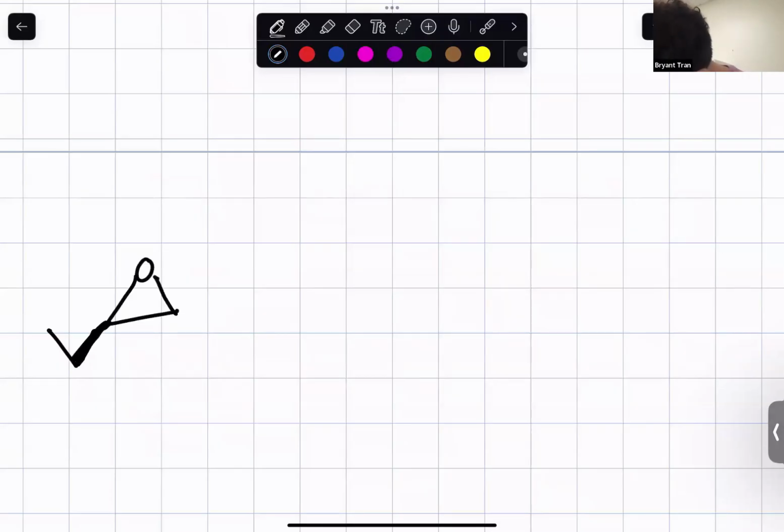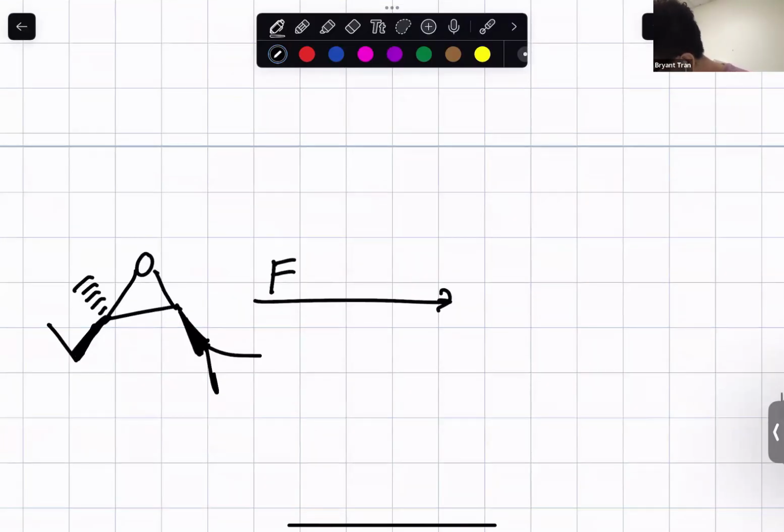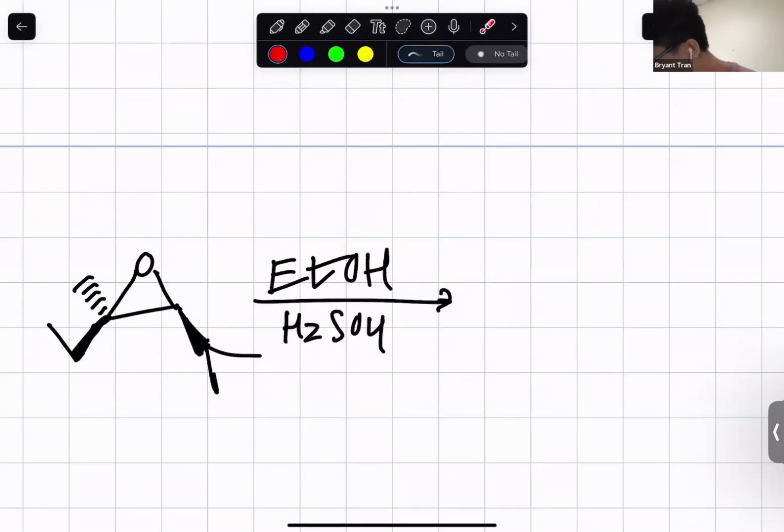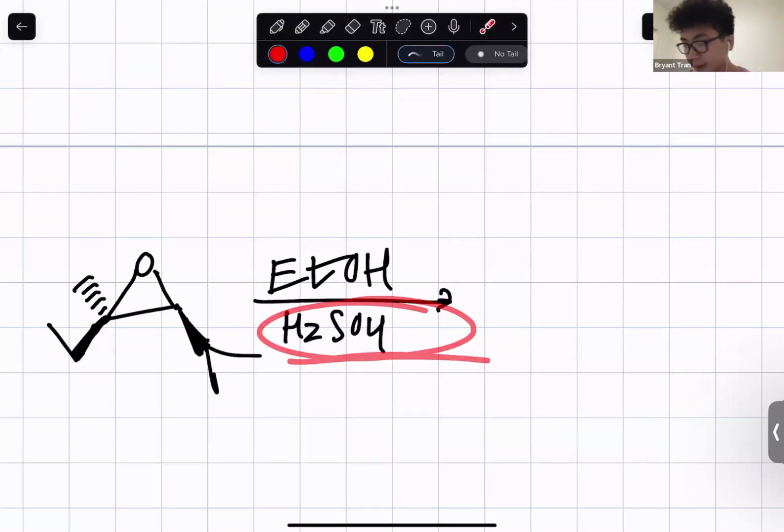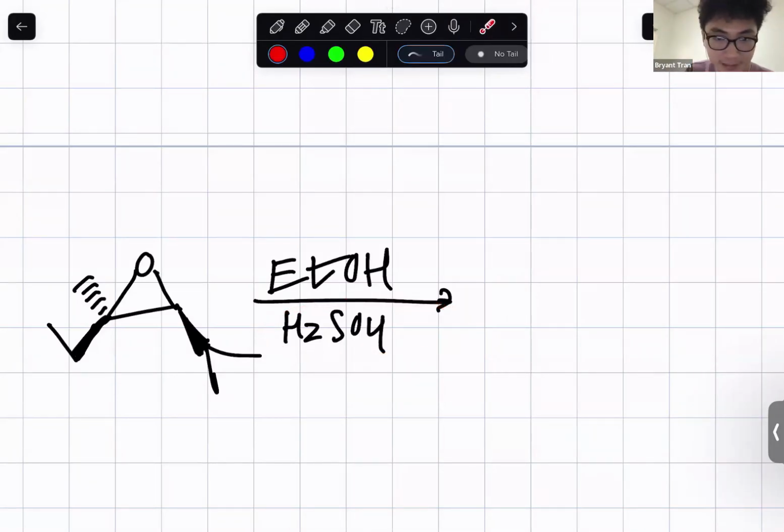So let's say this is the epoxide right here, and we're gonna use the same epoxide. Now in acidic conditions, we're gonna use ethanol, which is EtOH, and in acidic conditions, H2SO4. That's the most common acidic catalyst that you're gonna see.